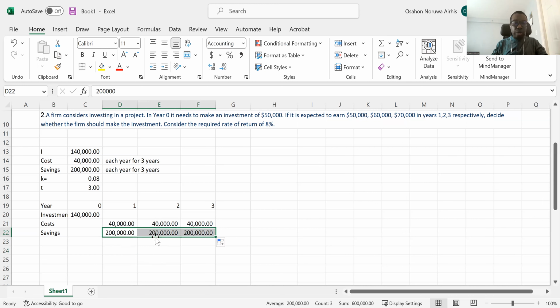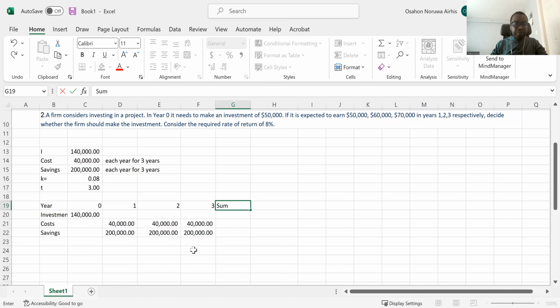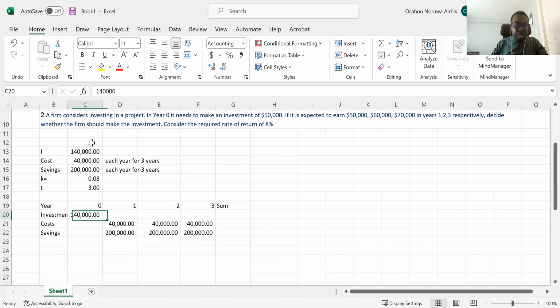Okay, so this is what we have. Let's name this column sum, so we're going to add everything up together. This is a negative amount because it's an investment cost, an expenditure that has to be made. And so are these maintenance costs, they're also expenditures, so they are outflows. Then the savings are inflows.